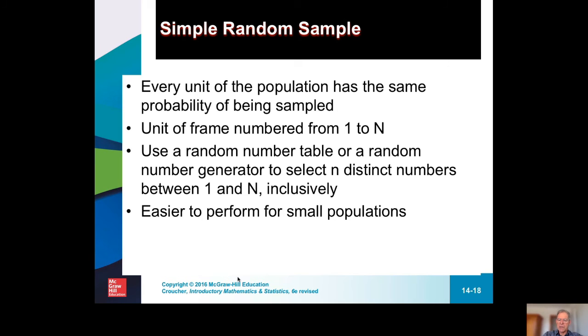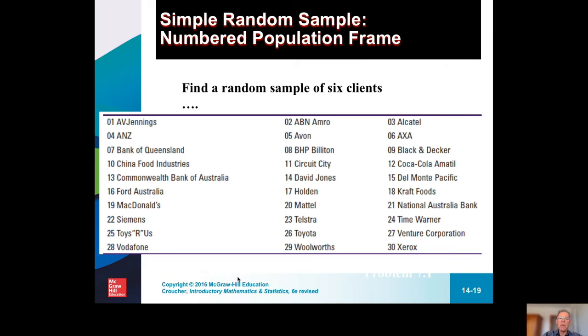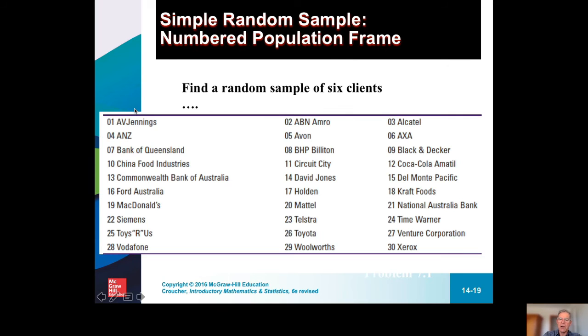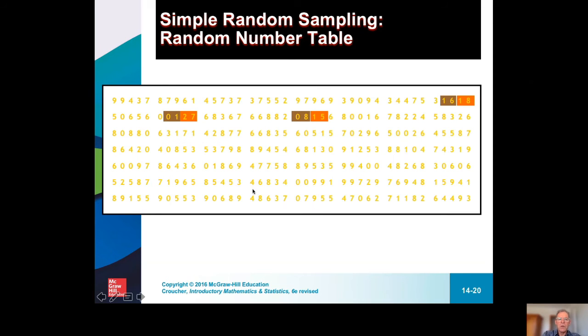Simple random sample. Let's have a look at it. So imagine we've got 30 clients now, real estate. 30 clients on our books, and we want to find a random sample of 6 of them. So we go to our random number table. There are no rules as to how you work with your random number table, but we know that the number of clients are between 1 and 30.